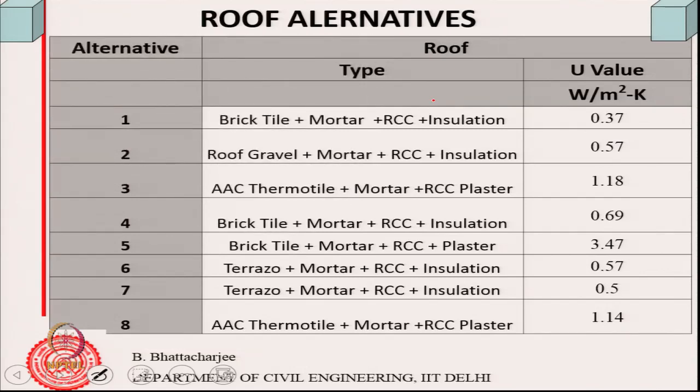Roof, there can be several constructions I can choose. Here I am showing 8 only, there can be n number of them. So U values are known, all other properties actually I can determine and find out. Brick, tile, mortar, RCC plus insulation, ACC, thermalite, mortar, RCC, plaster, etcetera.